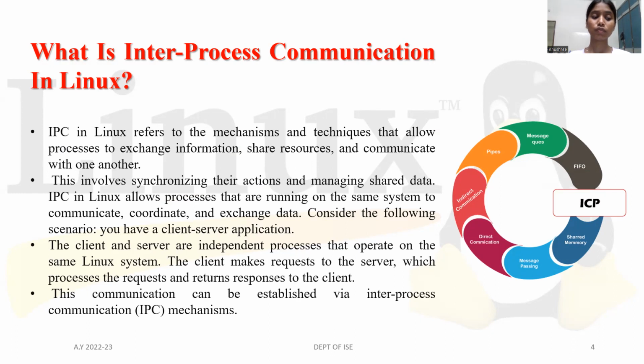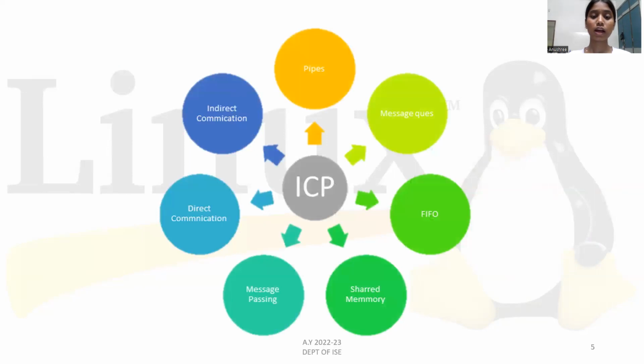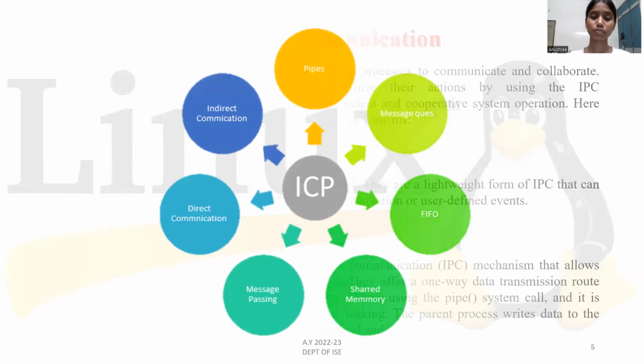Consider the following scenario: you have a client and server application. The client and the server are independent processes that operate on the same Linux system. The client makes requests to the server, which processes the request and returns responses to the client. This communication can be established via interprocess communication mechanisms. IPC involves indirect communication, pipes, message queues, FIFO, shared memory, message passing, and direct communication.